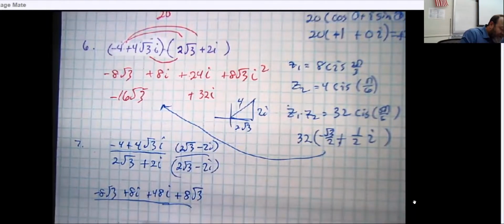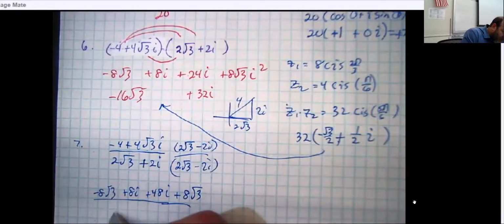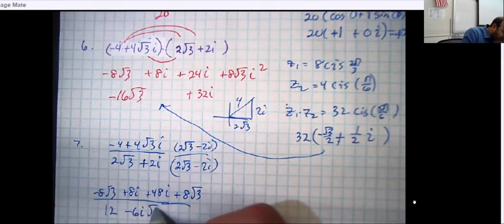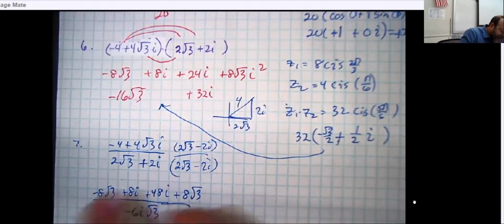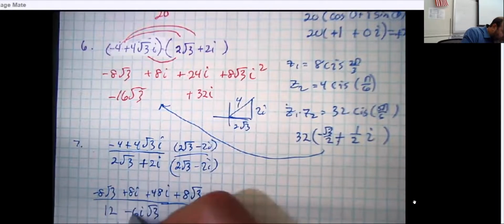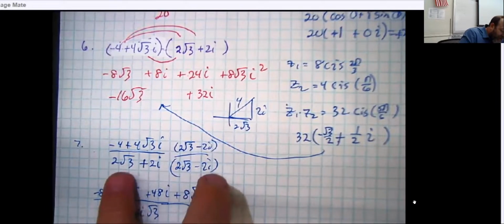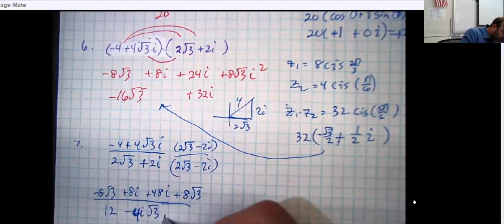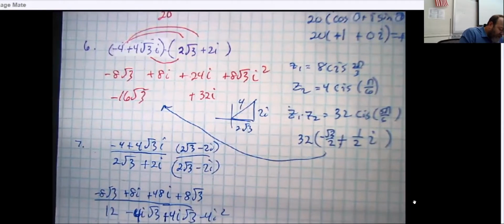And then in the denominator, when you do your first, you get 2 times 2 is 4 times 3 is 12. The outer is -6i roots of 3. The inner, actually, excuse me, 4i roots of 3 here. And then we got a +4i roots of 3. And then last with -4i squared.